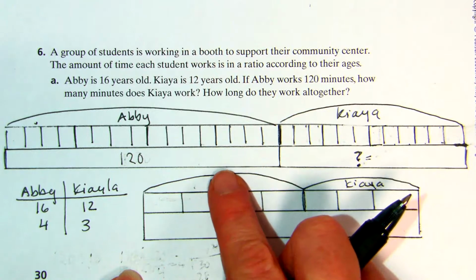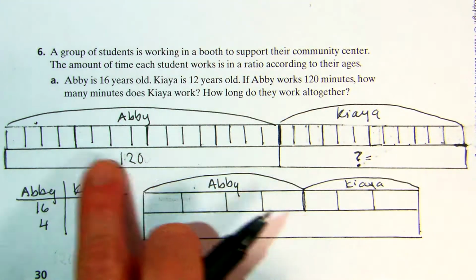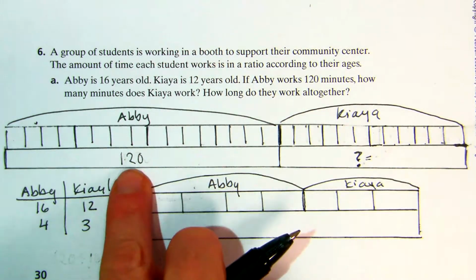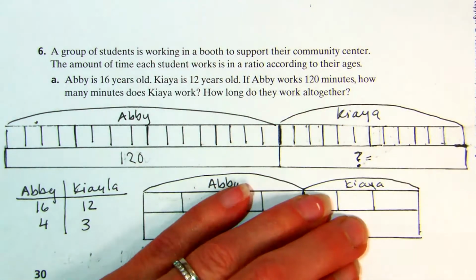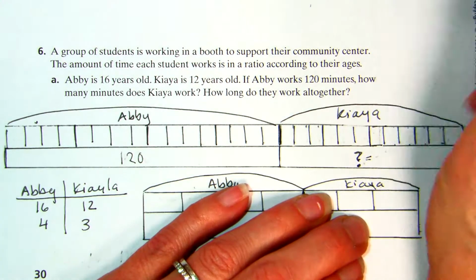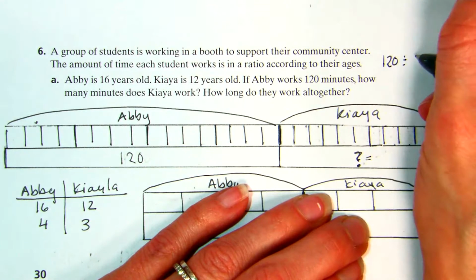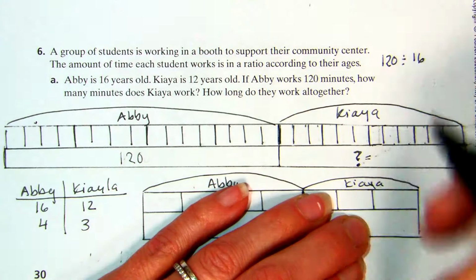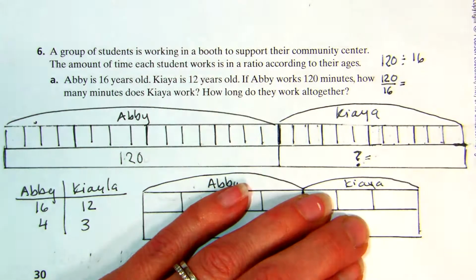So if I go back over to Abby, I've got 120 minutes, and that's got to be equally distributed into 16 boxes, right? So 120 minutes distributed into 16 boxes. I can write a division problem that allows me to solve that. And in this case, I wouldn't mind if you used a calculator, but I'm just going to do it out on my own here. So I've got 120 divided by 16, which is not the world's easiest problem. And just because I like to, I'm going to rewrite it as a fraction, 120 over 16, because fractions are just division problems.